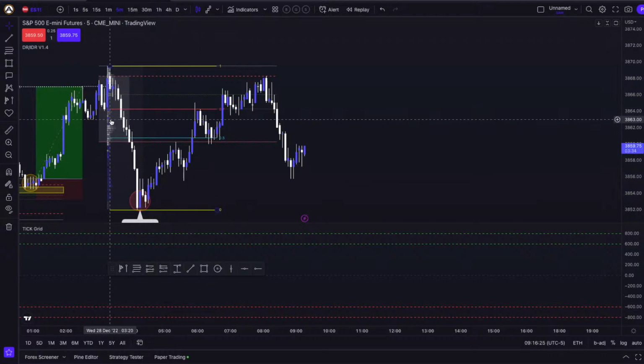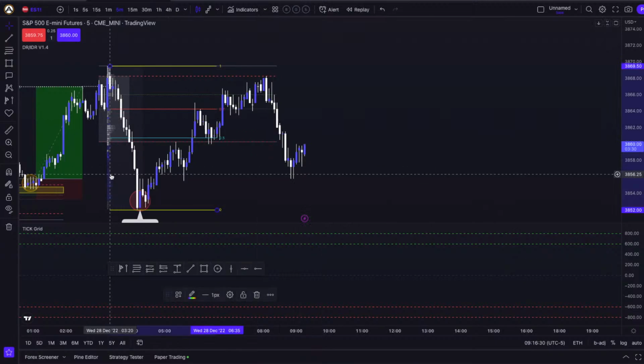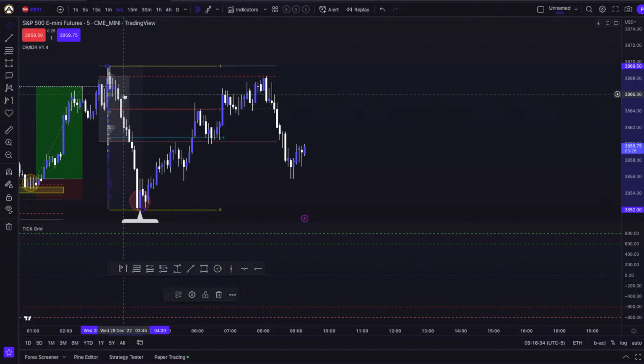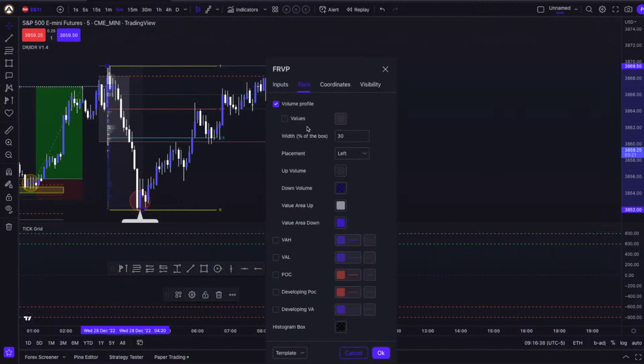And we see a volume point of control is going to be, hang on. No, not the fib retracement. I don't want to see the fib retracement. Yes, exactly. That's what I want to see. The volume point of control. We want to see the point of control is right up here.